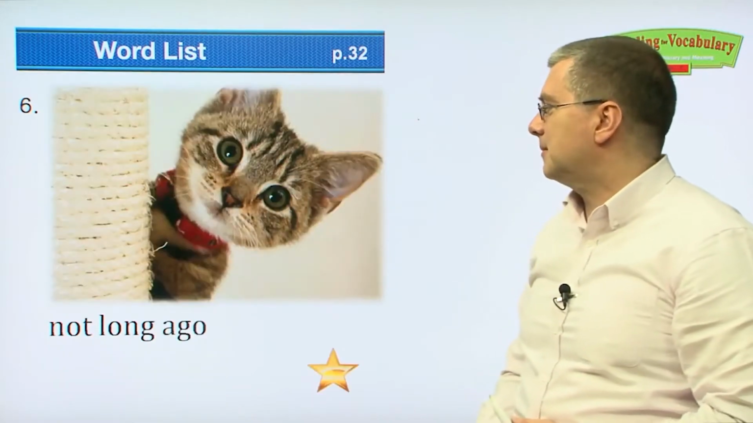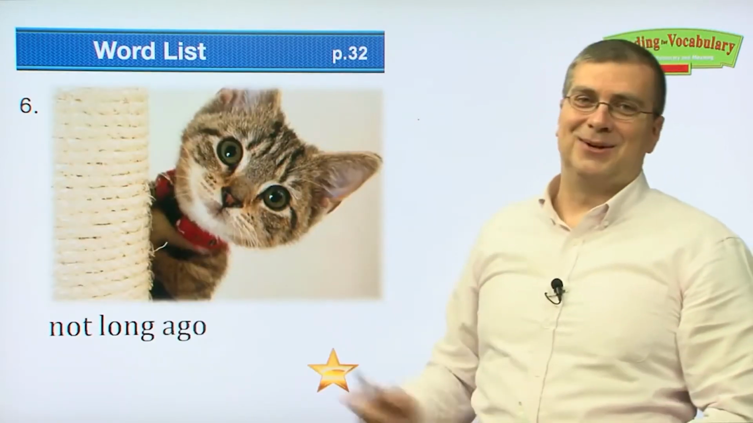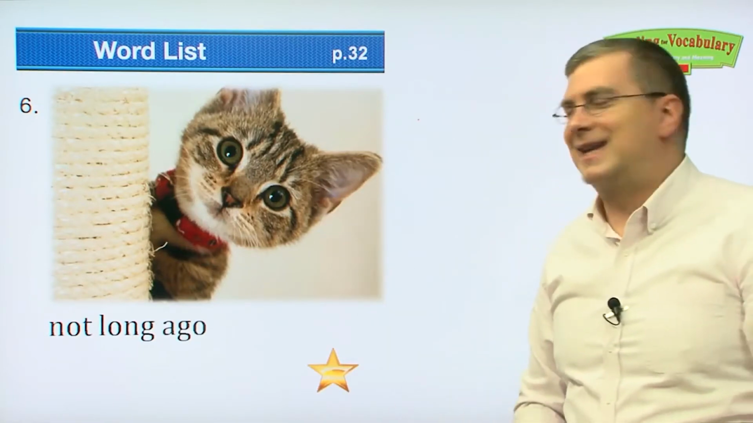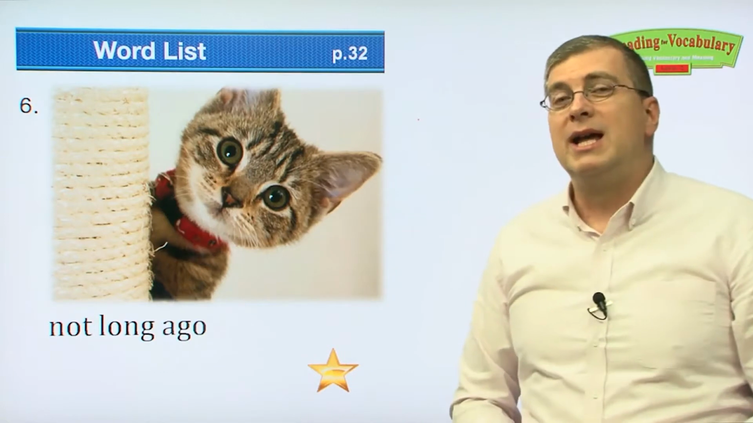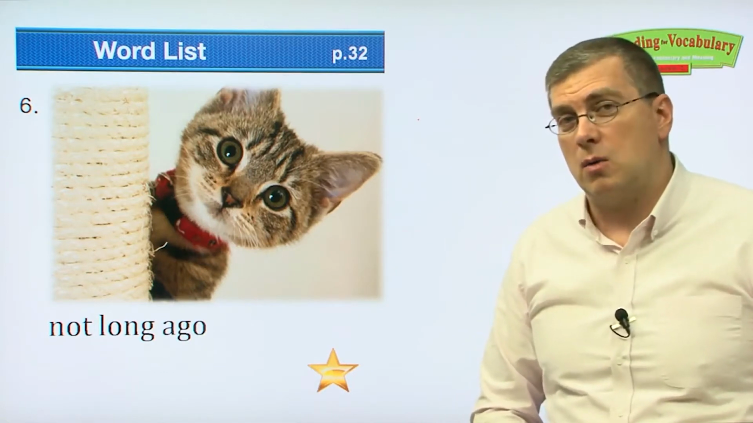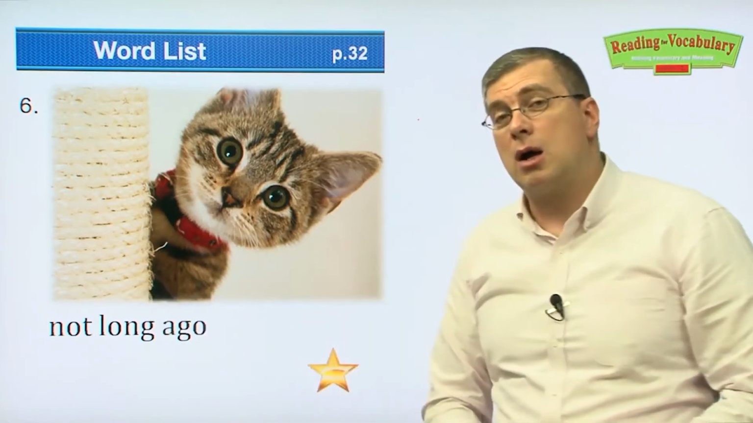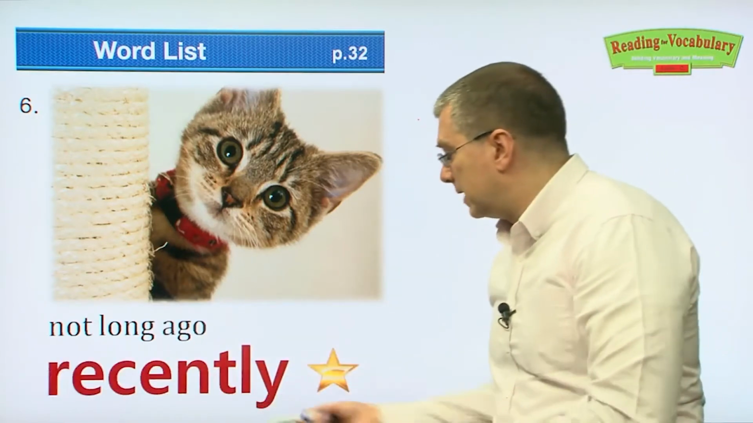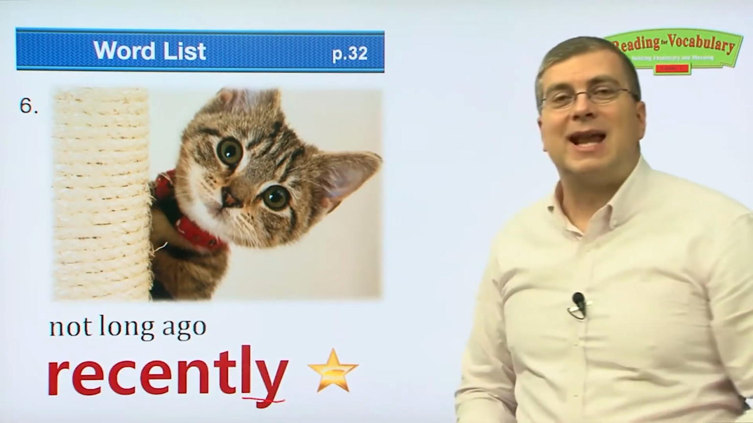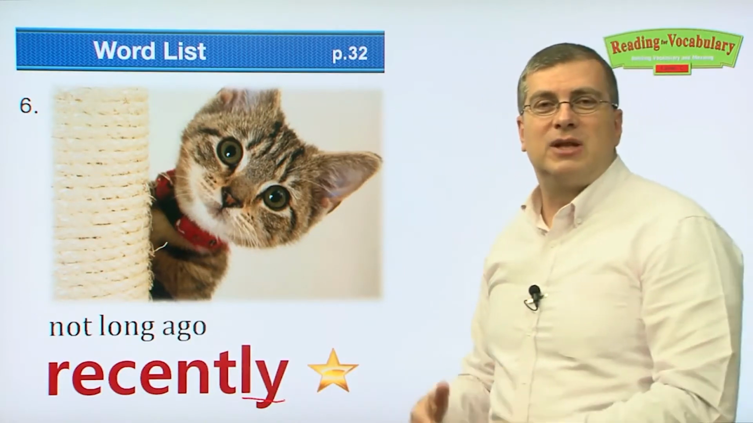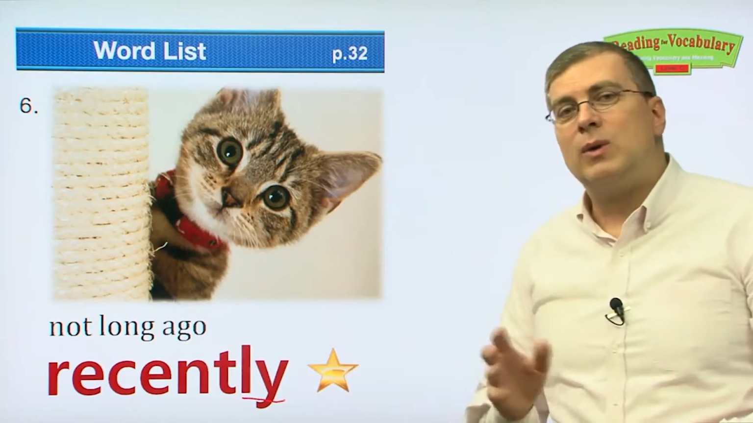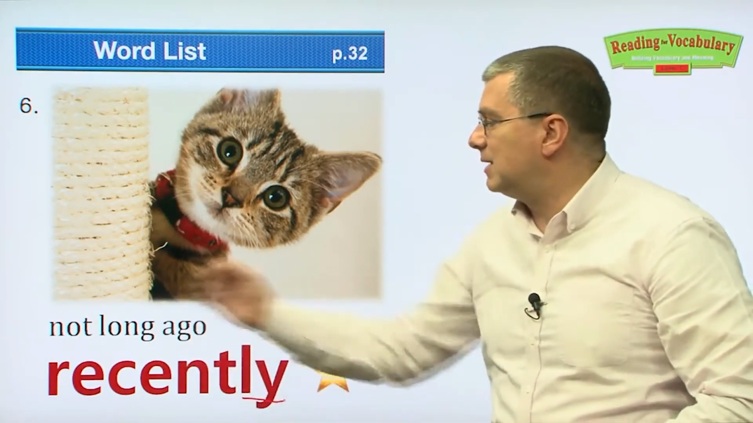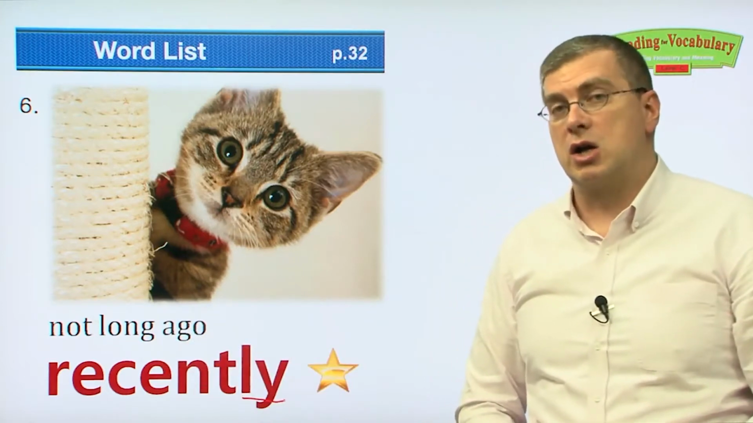Okay. Here's a cute picture. What's going on with this kitten, right? It's a kitten, a baby cat. So it was born not long ago. Another word for not long ago, we can say recently. So when we add ly, it's an adverb. It describes when it happened. Recent, well, how recent? It was recently, okay? So recently means it was not long ago.